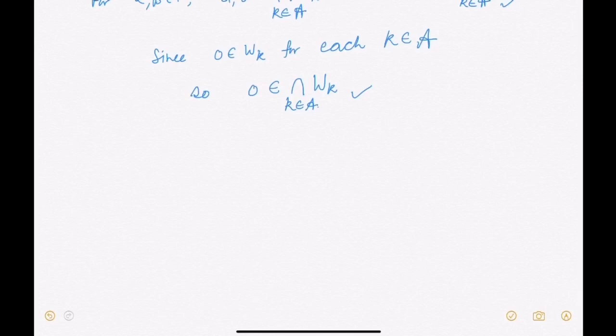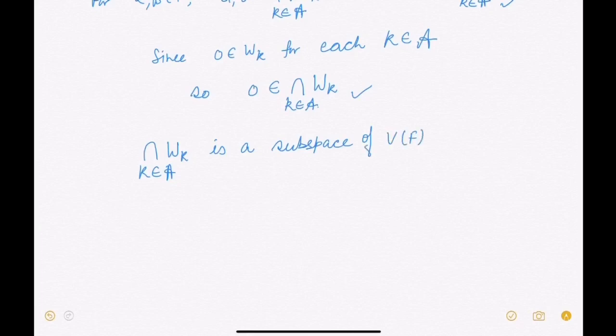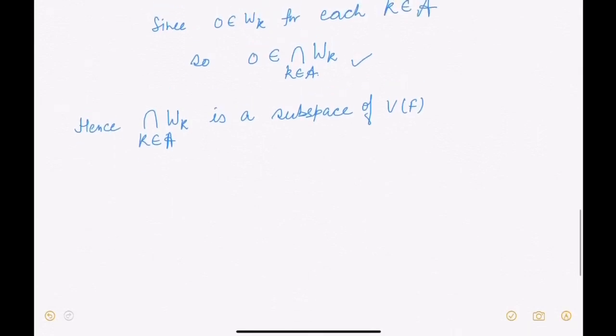So intersection of Wk is a subspace of vector space V over field F. Hence, the intersection of Wk's is a subspace of V(F).